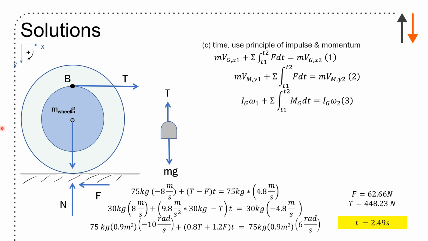If you solve through for everything, you'll end up with a force of 62.66 newtons, a tension of 448.23 newtons, and a time of 2.5 seconds, 2.49.